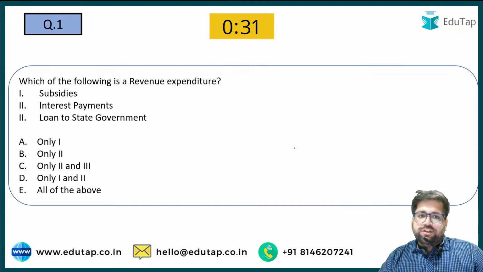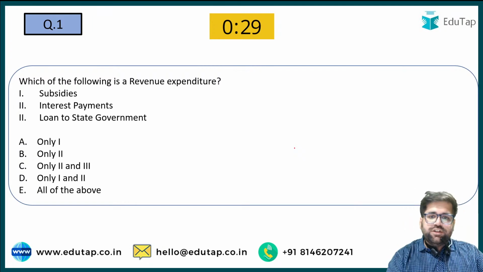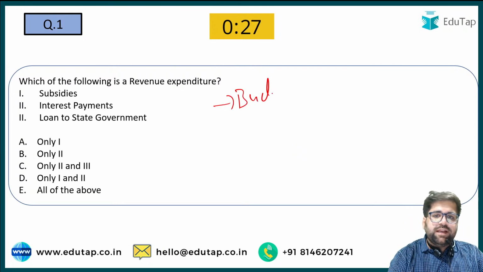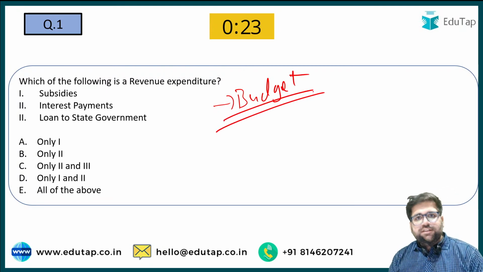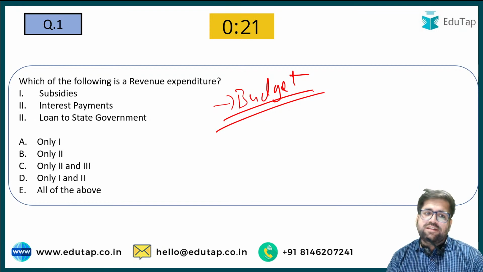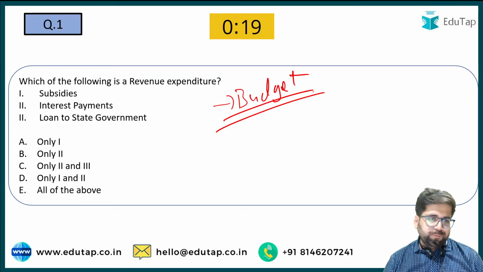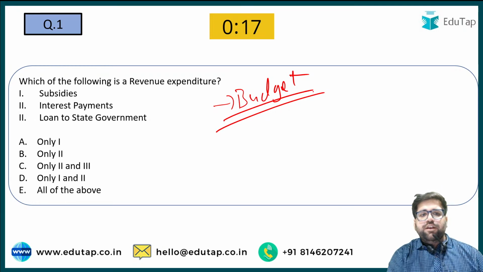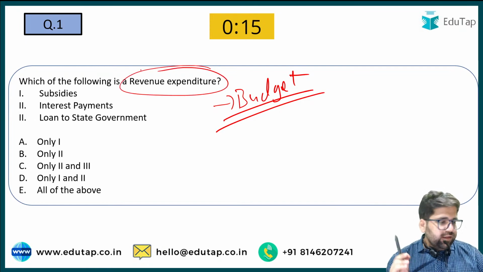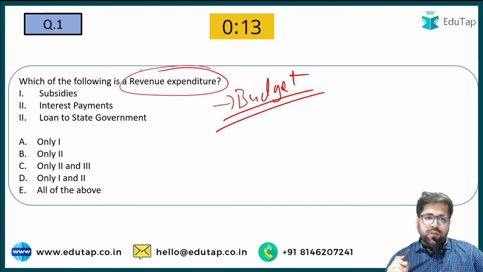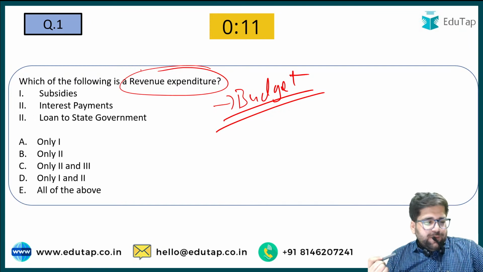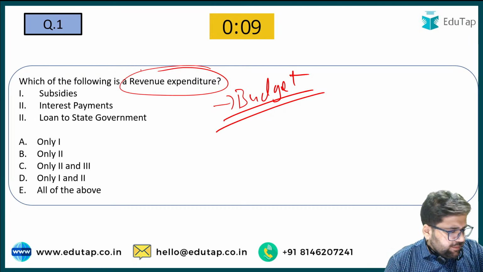The first question in the one marker was, which of the following is a revenue expenditure? This particular question has been directly taken from the budget. If you have thorough knowledge of the different components of the budget, then this question is really very easy. Please first of all notice that they are asking about revenue expenditure.